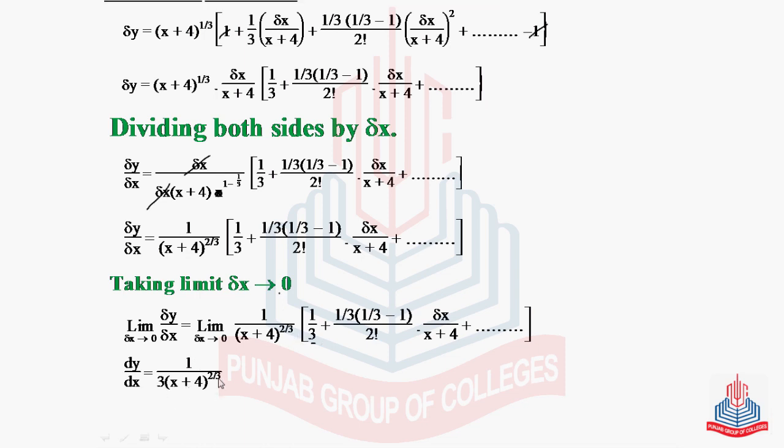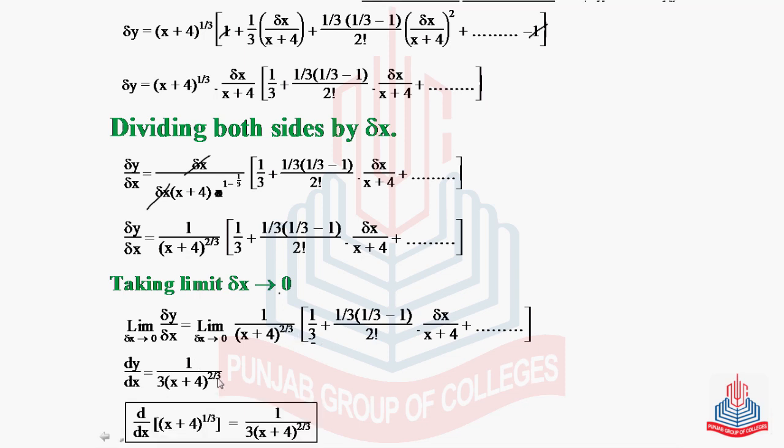Now just put the value of y. The derivative of x plus 4 raised to the power 1 by 3 will become 1 over 3 x plus 4 raised to the power 2 by 3, which is actually the differentiation of the given function.